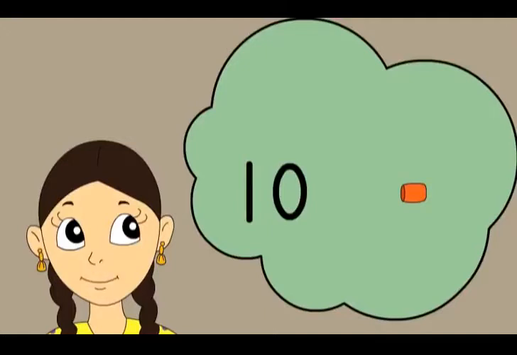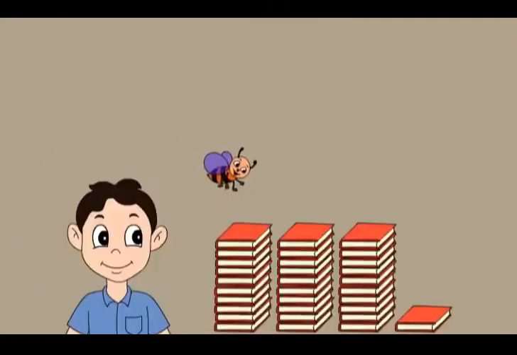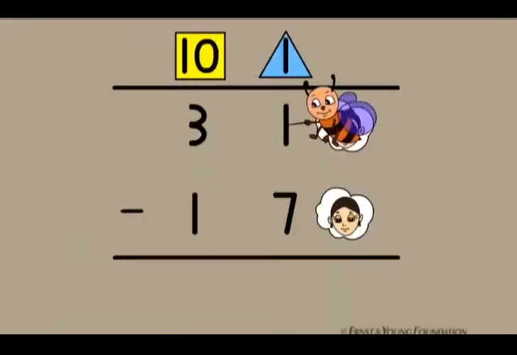And we had loose beads. So, we write 1 instead of the loose beads. Okay, now I know. Chinu has 31 books. That is 30 plus 1. It is 3 tens and 1 one.